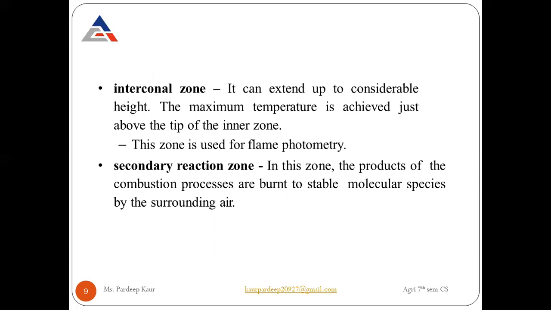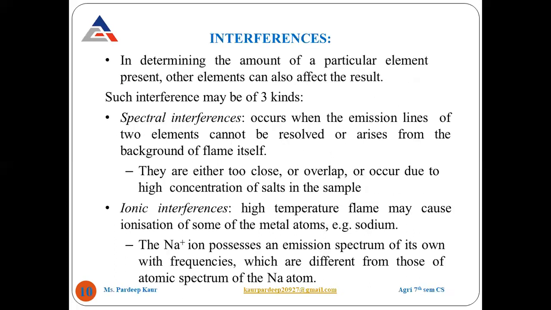Next zone is the interconal zone. It extends up to considerable height. The maximum temperature is achieved just above the tip of the inner zone. This zone is used in flame photometer. Last one is secondary reaction zone. In this zone, the products of the combustion process are burned to stable molecular species by the surrounding air. So these are all the different zones of flame, or you can say the classification of flame in the form of different zones.